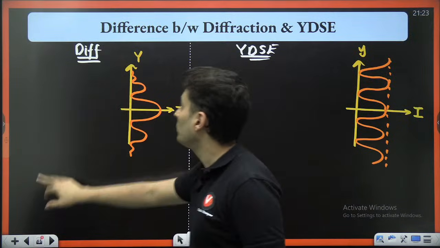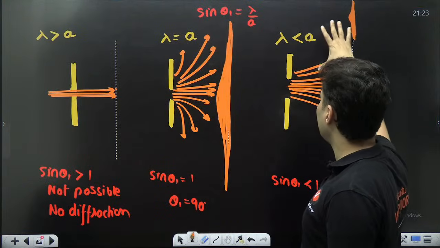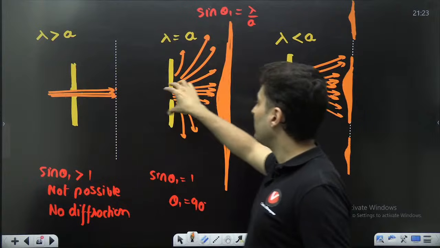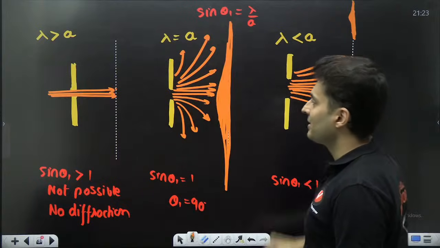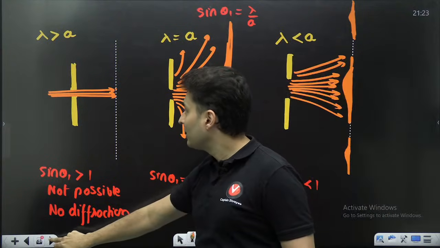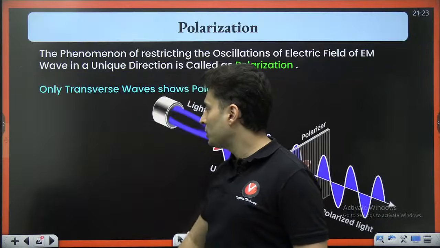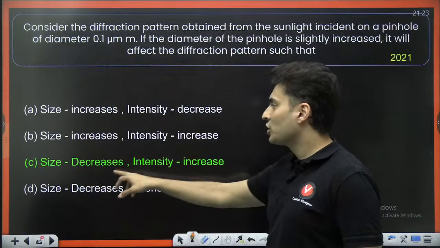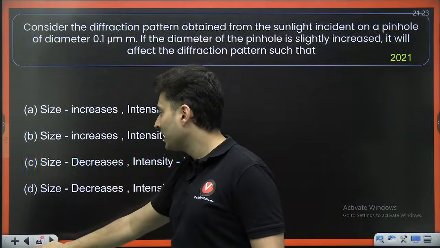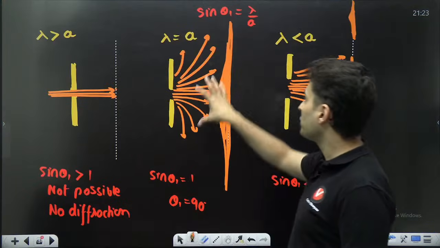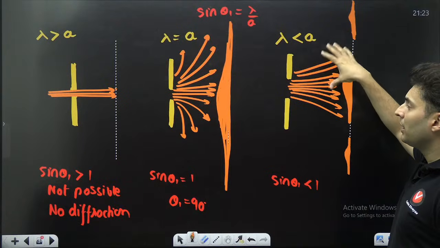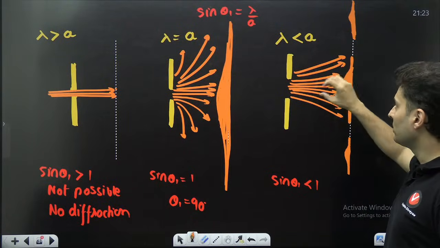We just did that over here. If you increase the slit width, you can see earlier it was spreading more, now it's spreading less. What do you think should happen? The size should decrease. You can see that right over here in this question. Lambda was A, lambda is made much smaller than A, right? So this is what will happen.